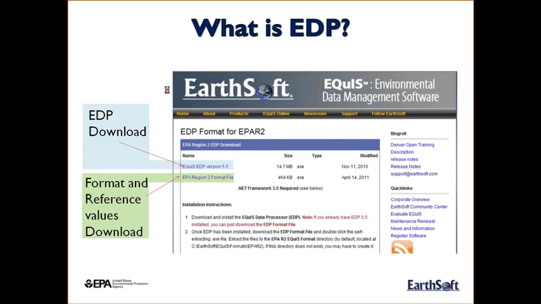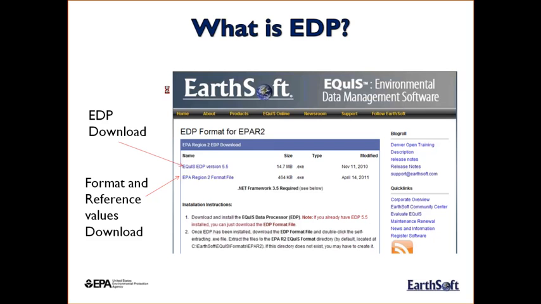The reason we separate them is because the software doesn't change as often as the format changes, and I say that sort of loosely. It's not necessarily the format changing, but the reference values. We're updating the reference values on a regular basis, so the bottom link changes more often. As you can see, it's November 11th, 2010 for the 5.5 release of EDP, yet the format file was posted on the 14th of April this year. And again, we're getting ready to post it again at the end of next week.